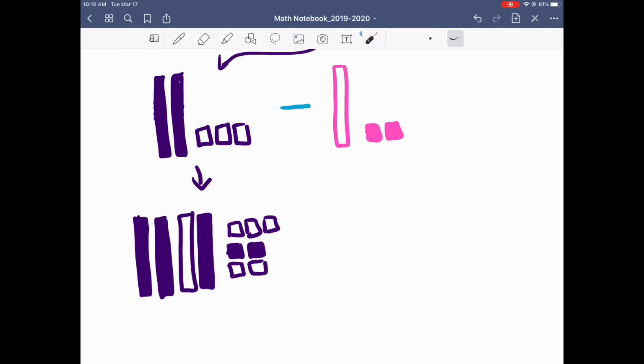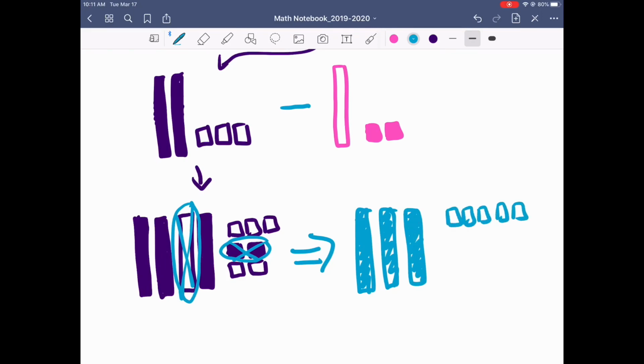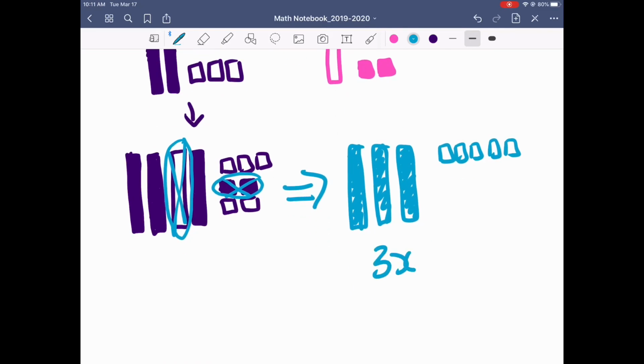So now, can I do this subtraction? Yeah, I can. I can take away this -1 tile, and I can take away these 2 positive tiles, +1 tiles. So take away a negative x and take away 2 positives. What are we left with as our final answer? Well, 3 positive x's and 5 -1s. So it would be 3x minus 5 is our answer.